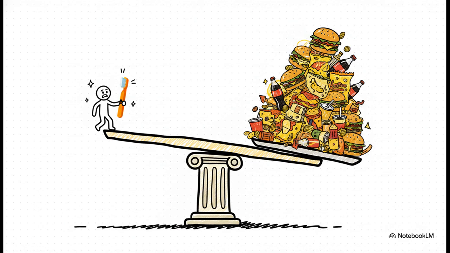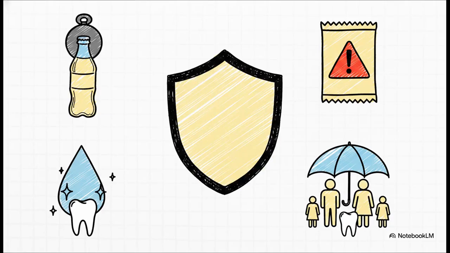We simply can't put the onus entirely on individuals when they're navigating a world filled with what the WHO calls commercial determinants of health. Basically, that means the aggressive marketing and widespread sale of products absolutely loaded with those free sugars we talked about. So what systemic actions are experts pointing to?